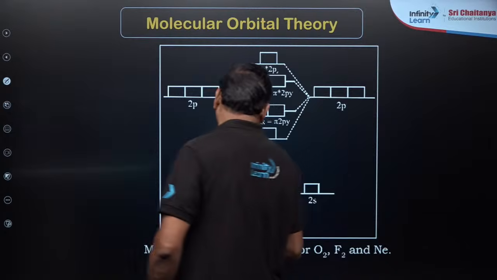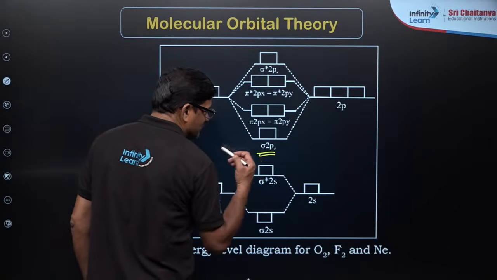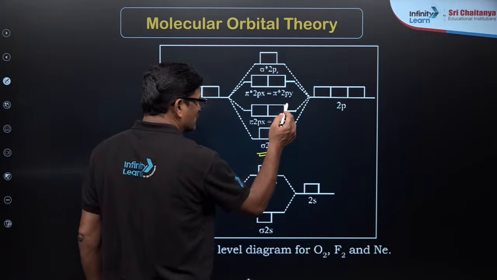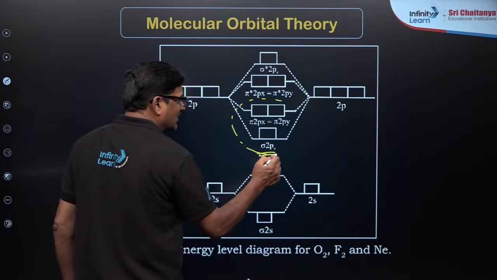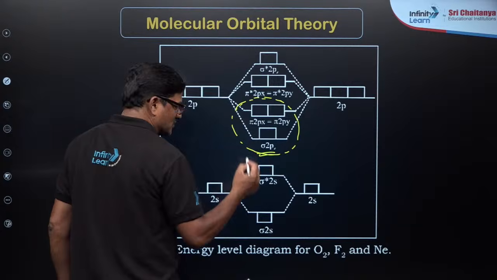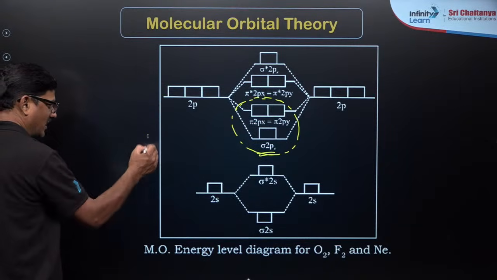You are going to see the sigma bond is formed first, then the pi bond is formed next. So you will be having variation up to here. So this is your energy scale.